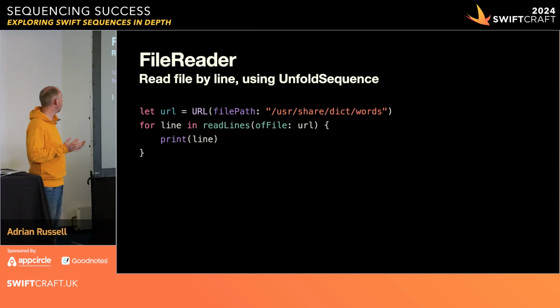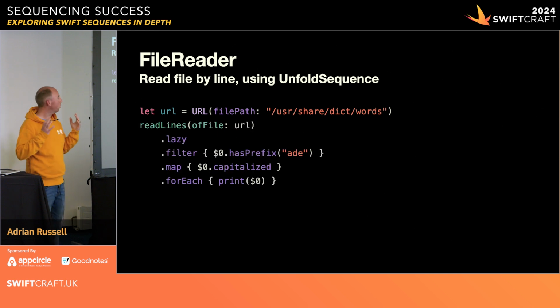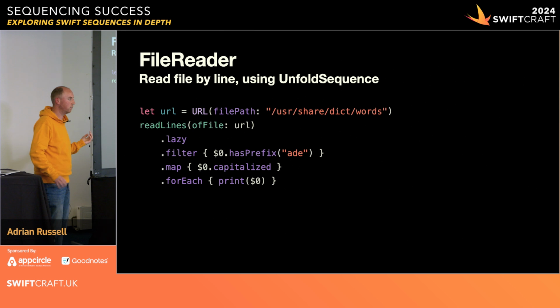And of course, it's a sequence, so we can do all of our lovely lazy and filter and map things. And it's going to read it one at a time, rather than having to pull that entire file of 236,000 words in, and then filtering them for just the ones that contain ADE, and then capitalizing them and then pulling them out. We're going to do it line by line. So we've got a huge memory improvement there by not reading it in.